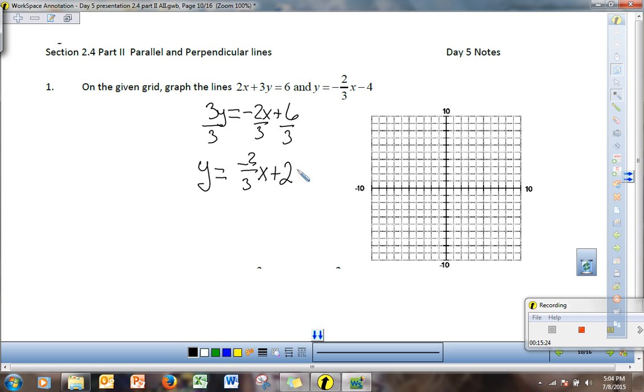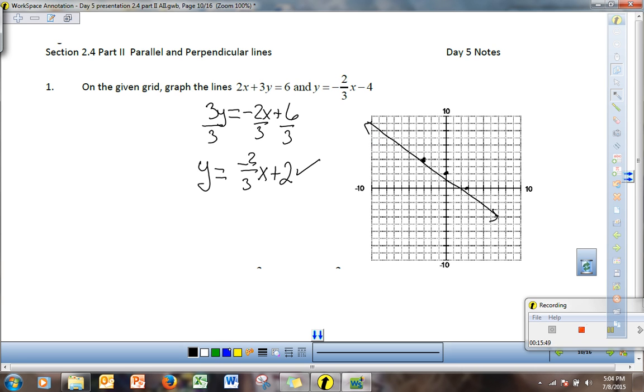So first, let me graph this line right here. I'm going to start here at 2. I'm going to go down 2 and over 3. Or I could have went up 2 and over 3. Let me put my card down. And I missed my dots again, but that's okay. So there's the first one.